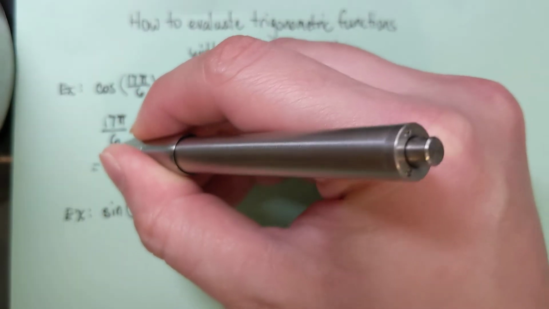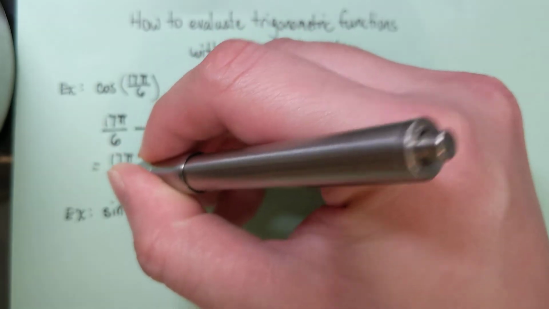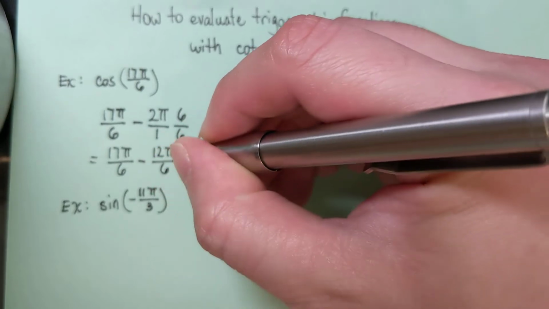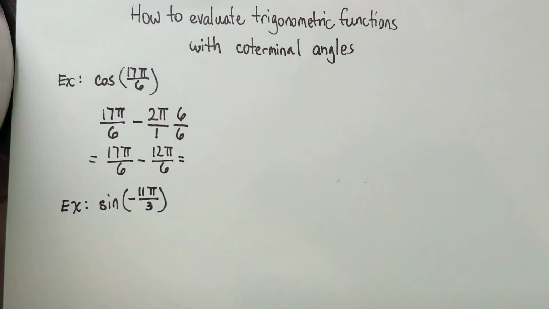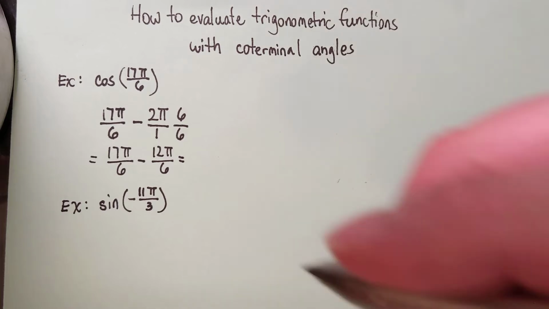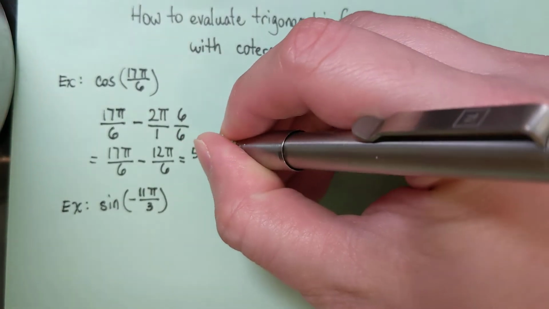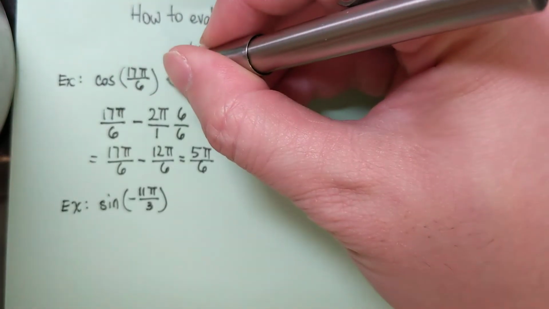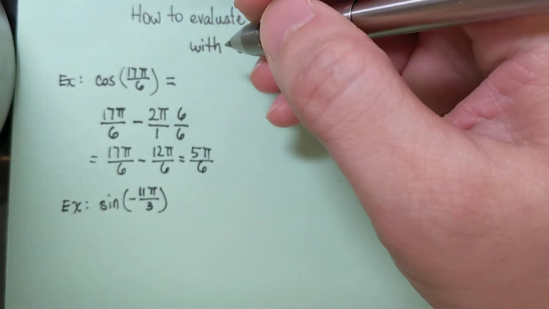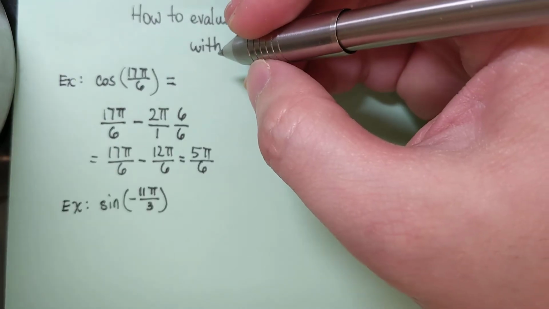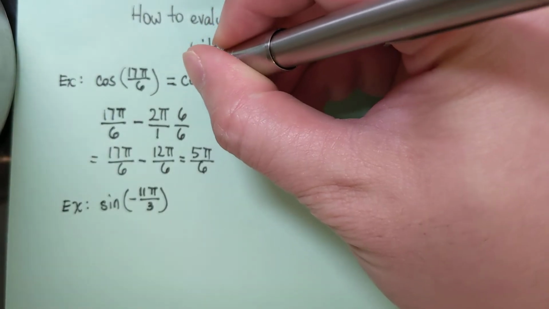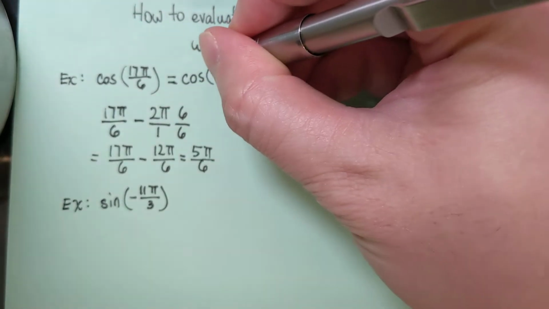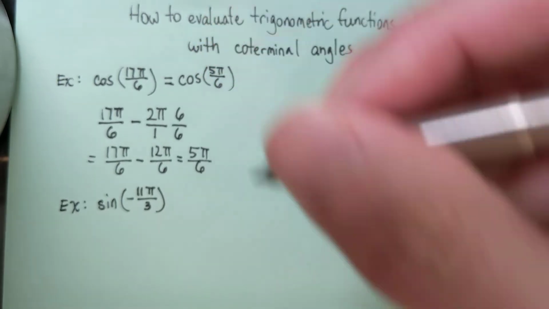This has now become 17 pi over 6, take away 12 pi over 6. And if you take that away, 17 pi take away 12 pi, you're left with 5 pi over 6. So this means that the original question of cosine of 17 pi over 6 is exactly the same as the question of cosine of 5 pi over 6.